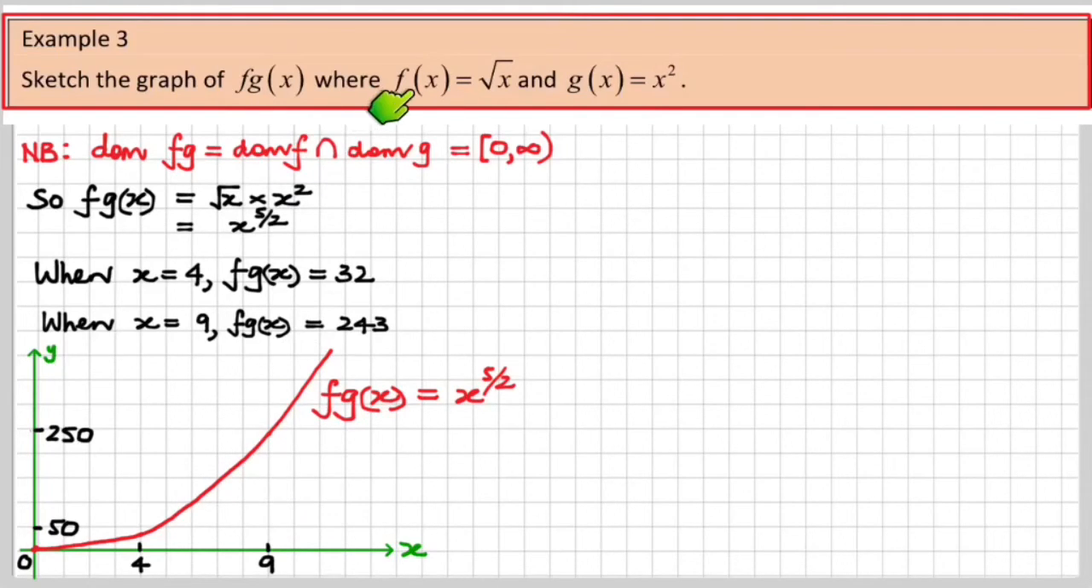And is that what we had to do? Let's see. Sketch the graph of f times g of x. And yes, we've done it, but do you notice that I've only got the domain from 0 up? That is the kicker. That's what you've got to bear in mind for these functions. All right, I think I've said it enough now.